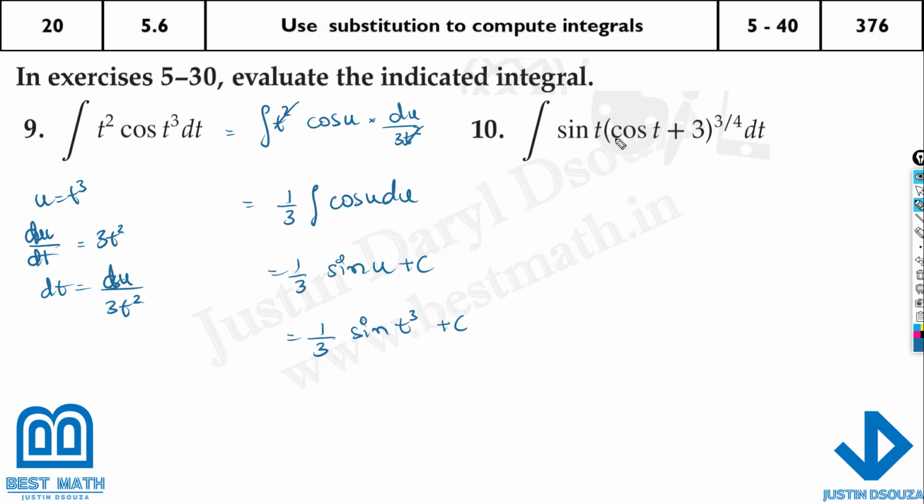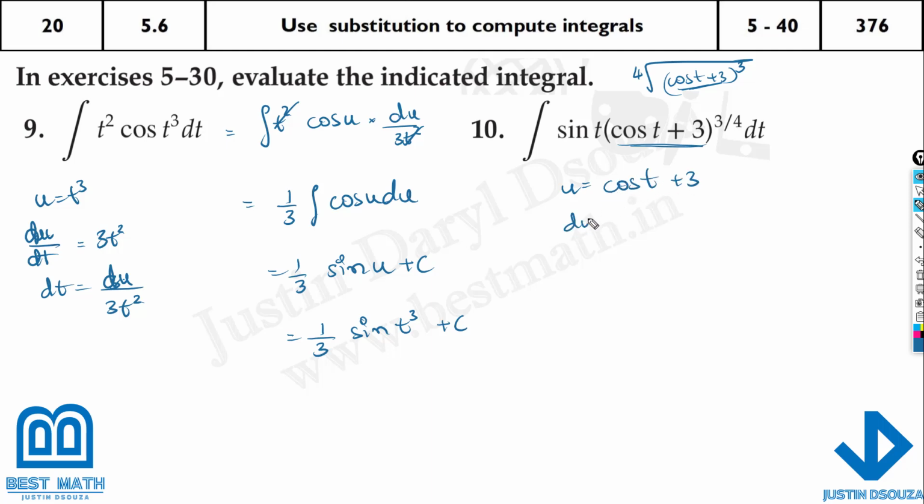So in such cases, whatever is there inside, I need to write it as a radical, because this can be written as radical 4 cosine t plus 3 the whole power 3. Sorry, not power 4, it's power 3 outside, isn't it? It's raised to the power 3 and radical of 4. So basically whatever is inside this, we assume to be u, but don't take this power as u. Just take whatever is inside here. So u is equal to cosine t plus 3.